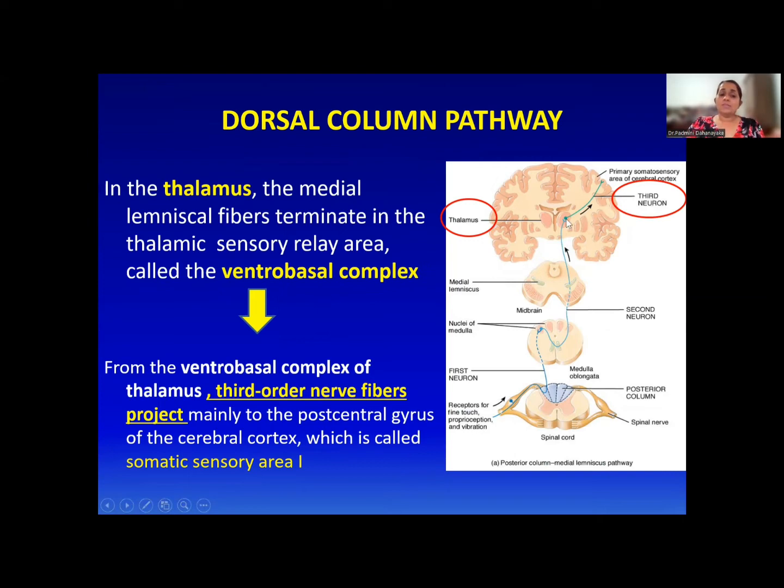From the ventrobasal complex of the thalamus, with the synapse there, that is the third order neuron, they will project mainly to the post-central gyrus of the cerebral cortex, which is called somatosensory area 1. We will see what this 1 and 2 of the somatosensory area is, but for the time being, just remember it is going and ending in somatosensory cortical area 1. So now we have done the dorsal column medial lemniscal pathway.